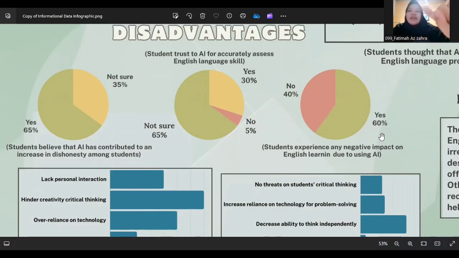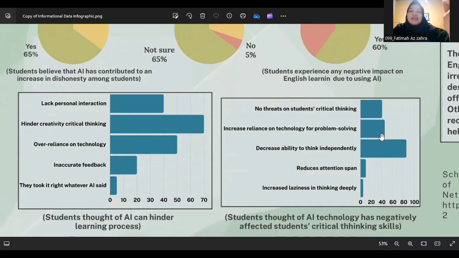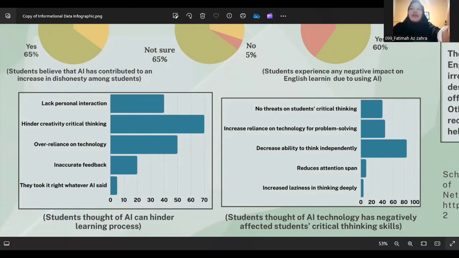All right, for the next, we have 2 bar charts here. The first bar chart is scaled from 0 to 70. It's about student thoughts on what AI can handle in the learning process.